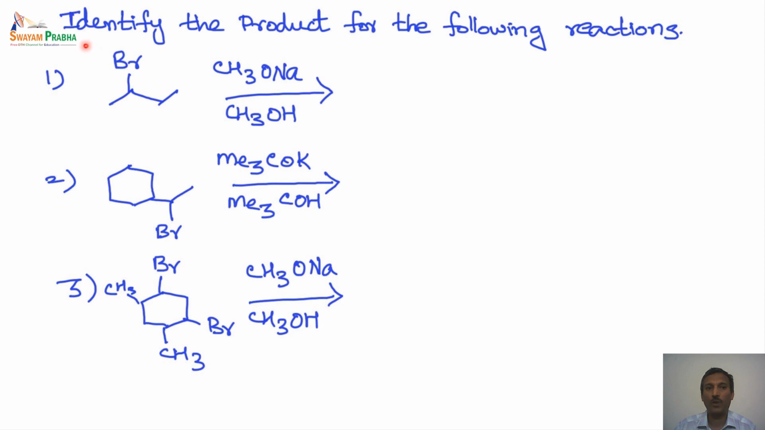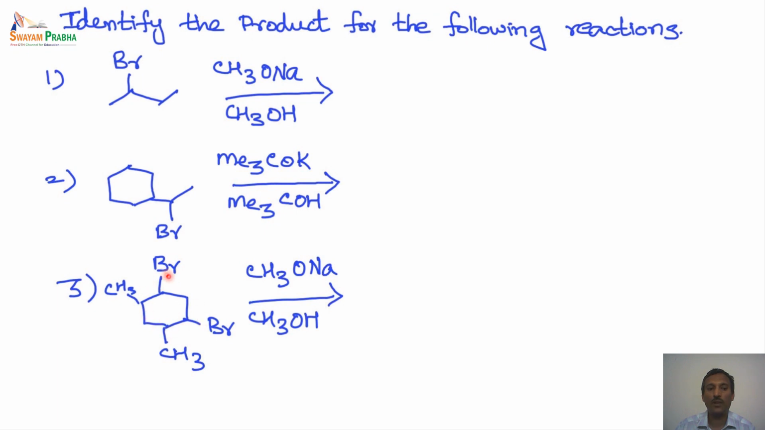Let us work out another problem. In this case, we are going to identify the product from the following reactions. There is a secondary alkyl bromide. This is treated with sodium methoxide in methanol. Then another cyclohexyl derivative is there. This is treated with tertiary butoxide, that is, potassium tertiary butoxide is used as the base in tertiary butanol.